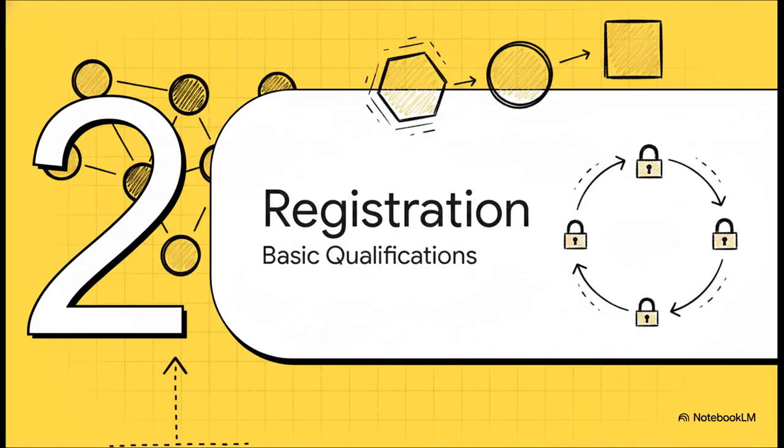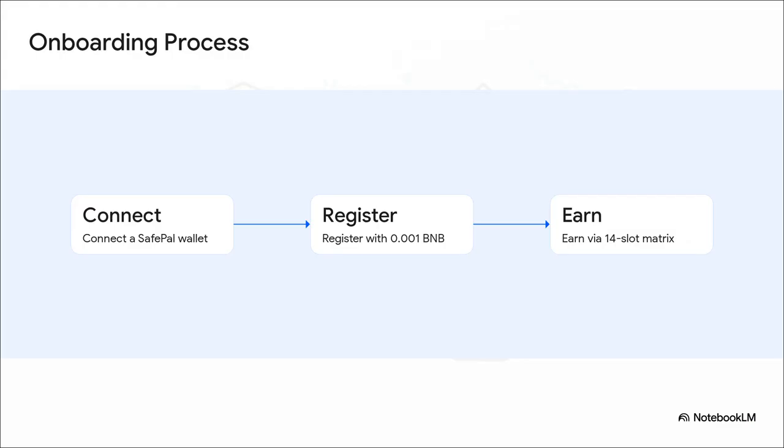Moving right along to Section 2. Registration and basic qualifications. The onboarding process is distilled into 3 super simple automated steps. First, you connect a decentralized wallet. SafePal is the go-to here. Second, you register by paying that 0.001 BNB under a referrer. And third, you participate in the 14-slot matrix.